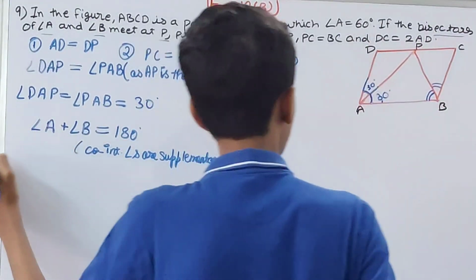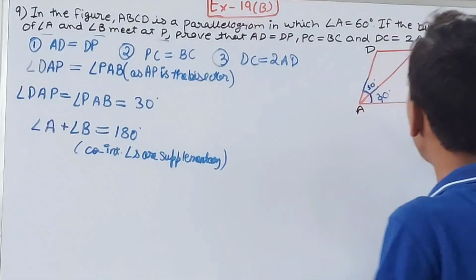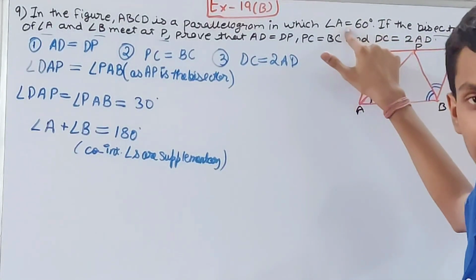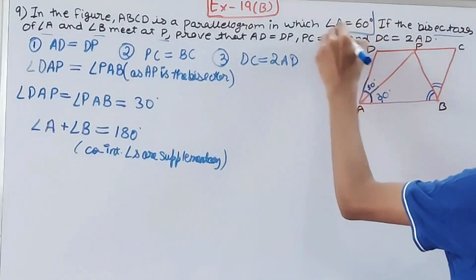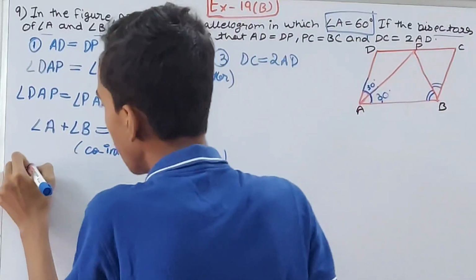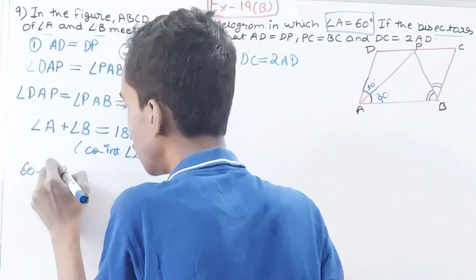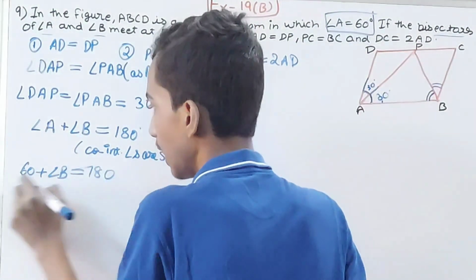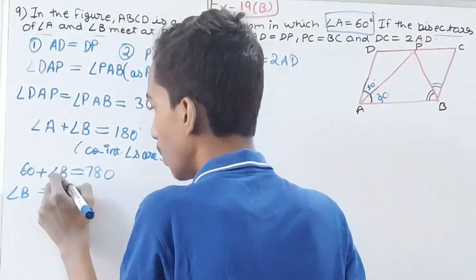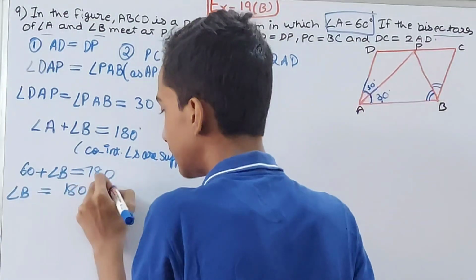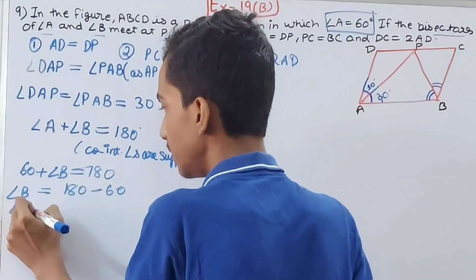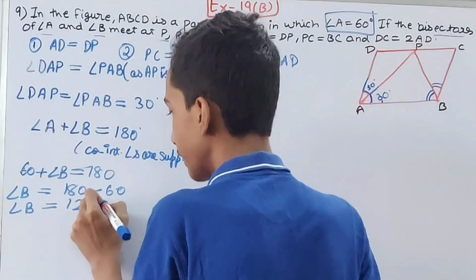So angle A is what? Look, angle A is 60 degrees, right? It is given here in the question. This angle A is 60 degrees. 60 plus angle B is equal to 180 degrees. Angle B will be equal to 180 minus 60. That means angle B is equal to 120 degrees, right?